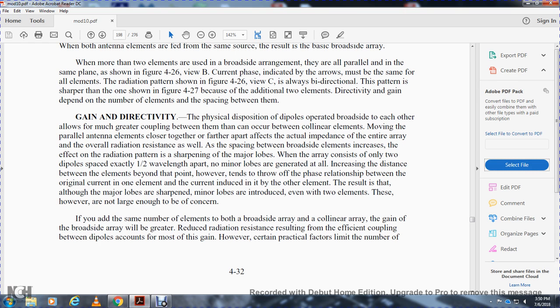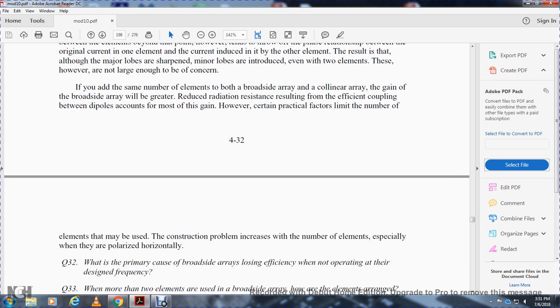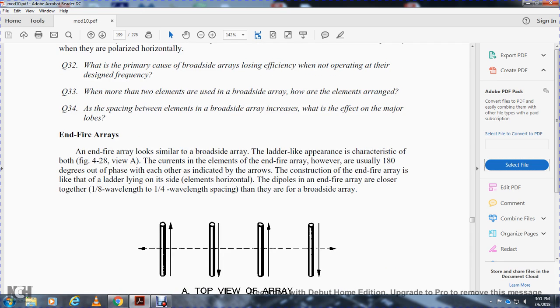If you increase the distance between the elements beyond that point, the phase relationship between the original current in one element and the current induced into the other element changes. The result is that, although the major lobes are sharpened, minor lobes are introduced, though with only two elements they are not large enough to be a concern. If you had the same number of elements for both the broadside array and the collinear array, the broadside array will give greater gain, reduced radiation resistance, and more efficient coupling between the dipoles, accounting for most of the gain. However, certain practical factors limit the number of elements that may be used. The construction problems increase with the number of elements, especially when they are polarized horizontally.